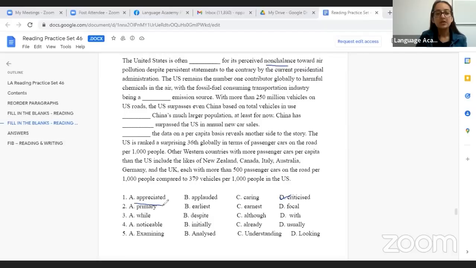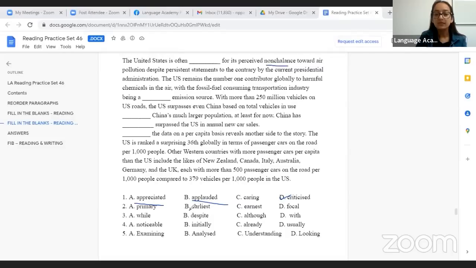We cannot say appreciated or applauded because they are done for something good, and air pollution, rise in air pollution is not something good that US has done, so we can easily eliminate. It is criticized for air pollution. The US remains the #1 contributor globally to harmful chemicals in the air, with the fossil fuel consuming transportation industry being a dash emission source. Being a what kind of emission source?